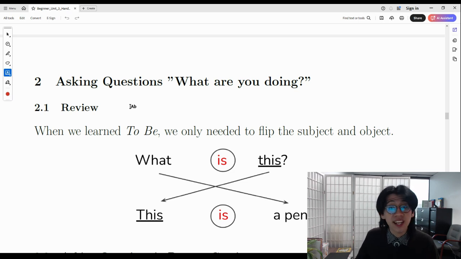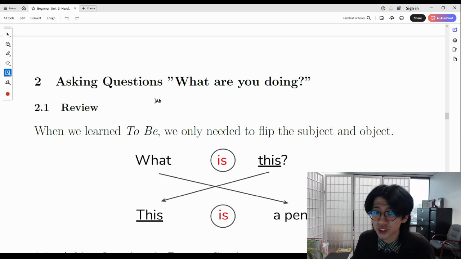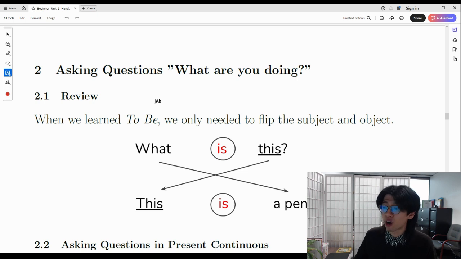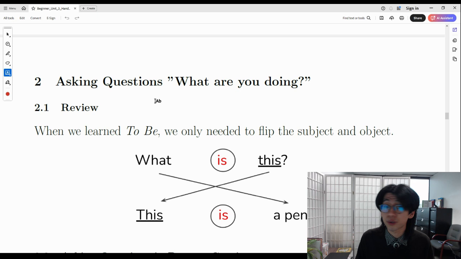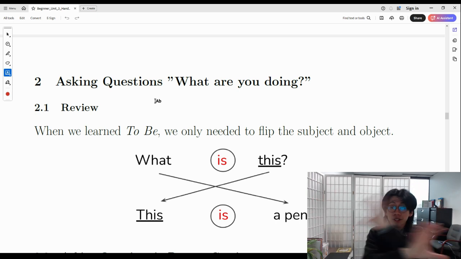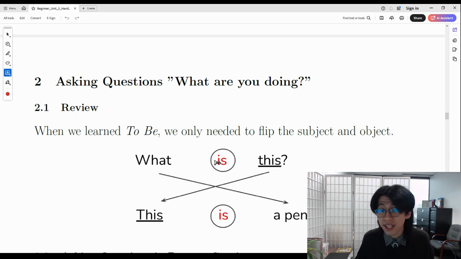And before we get into that, I'd like to talk a little bit about making questions and a little bit of review from the first chapter that we worked on with 2B. Do you remember 2B? When we learned about 2B, we only needed to flip the information. Do you remember asking someone's information like, what is your phone number? What is your address? What is this? What is your first name? What is your zip code? Something like that. Remember when you ask the question, what is blank?